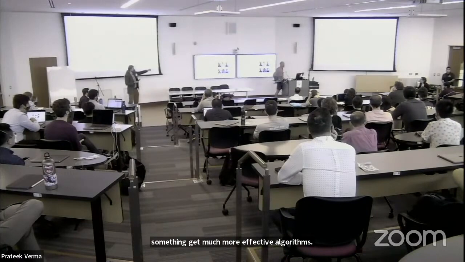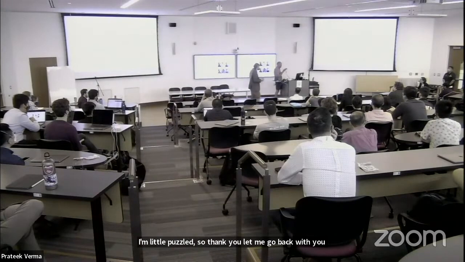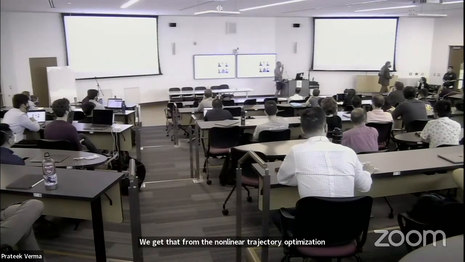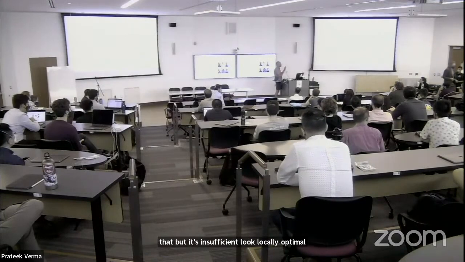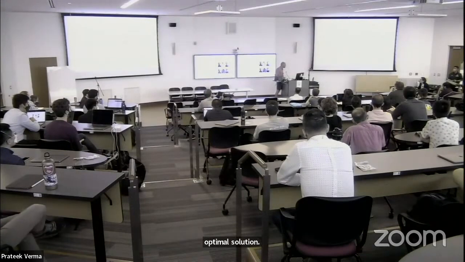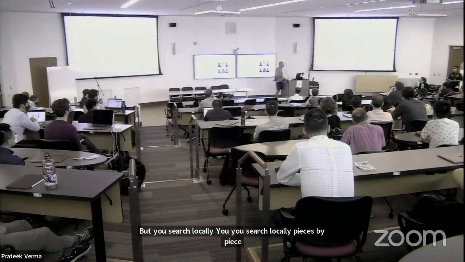Well, let me go back with you. Local optimality is simple. We get that from nonlinear trajectory optimization. But it's insufficient. Locally optimal solutions are often far worse than the globally optimal solution. But you search locally, piece by piece. I think it's called dynamic programming. We know dynamic programming.